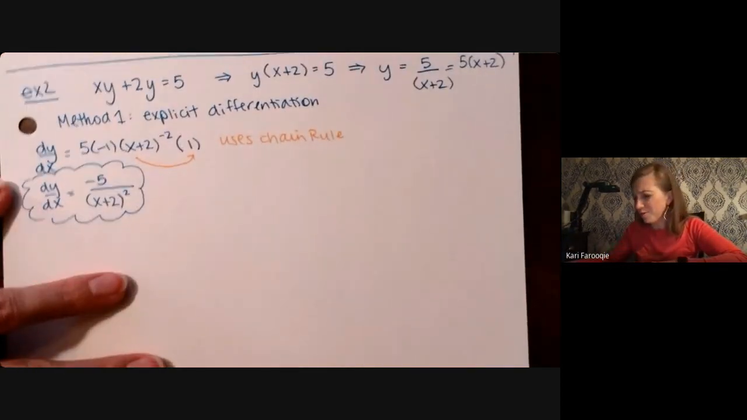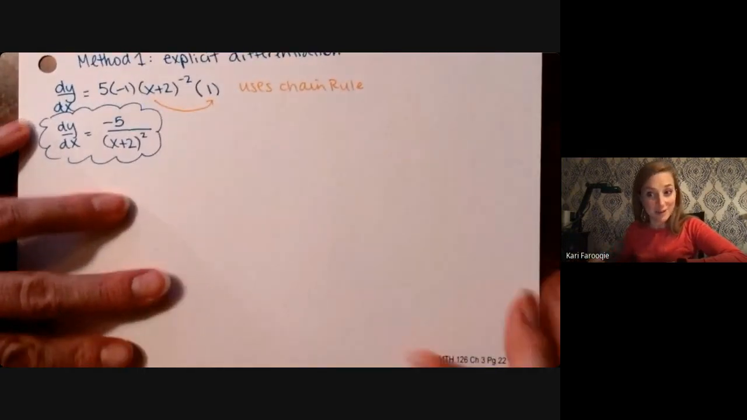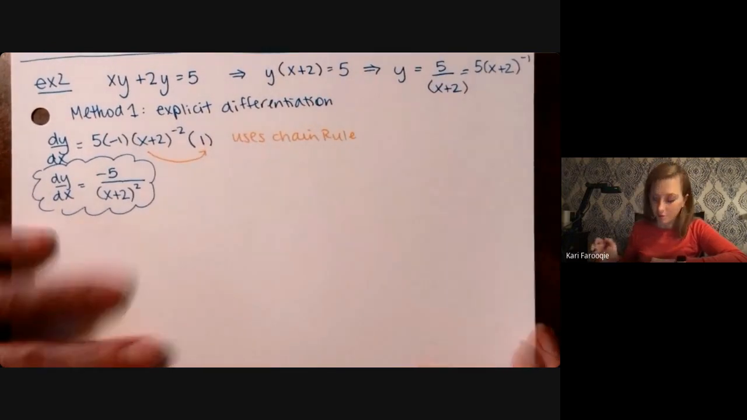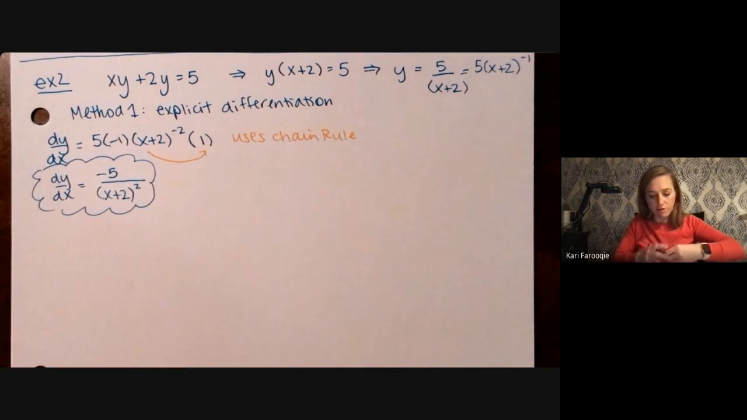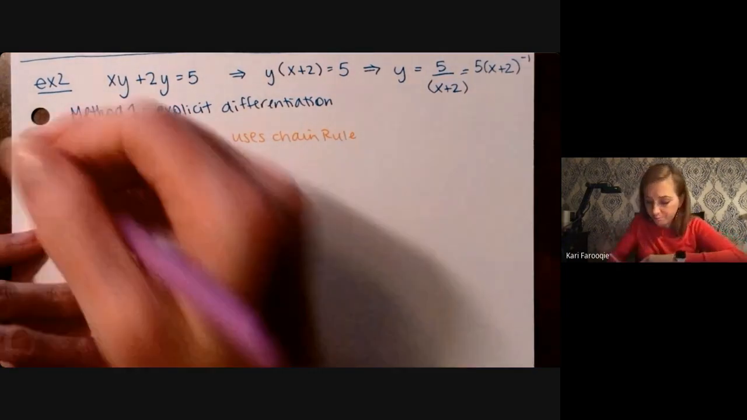But because we're learning implicit differentiation, I want you to see how to do it both ways. So we're going to do implicit next. I don't want to go too high up here. Okay. The next method will be method 2, implicit differentiation.